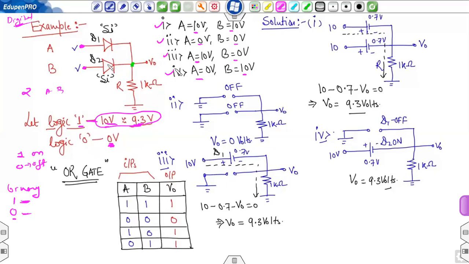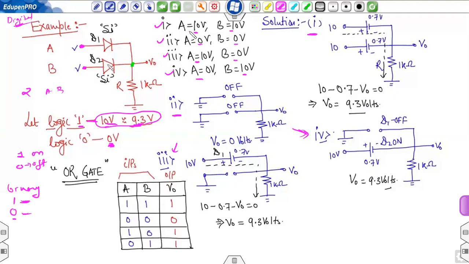Okay, so I can apply 4 different combinations: 1 1, 0 0, 1 0, 0 1. Now the corresponding circuit for all the combinations. For the first, this will be the equivalent circuit. For the second, this will be the equivalent circuit. For the third, this will be the equivalent circuit. And for the fourth combination of input, this will be the equivalent circuit.